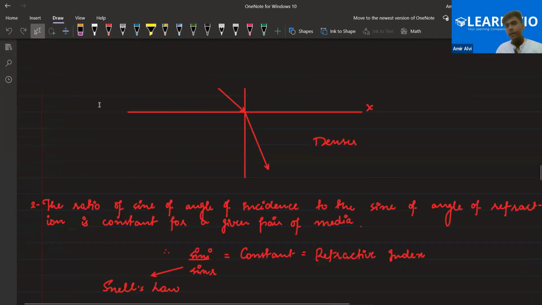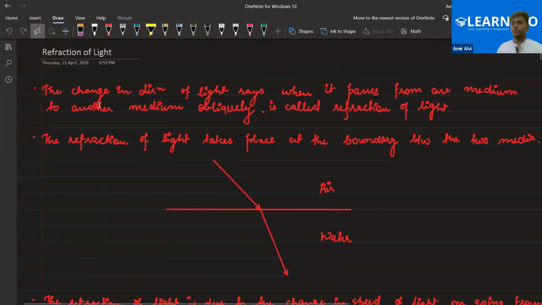Now tell me everyone, what do you mean by refraction? Bending of light. Bending of light rays. Okay. What about Faizan, Junaid, and Arish?